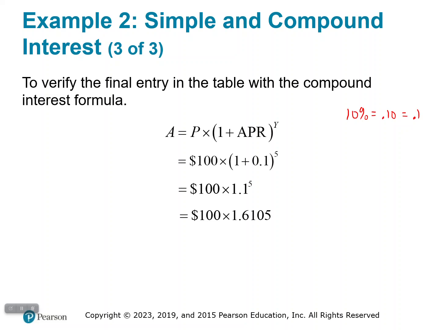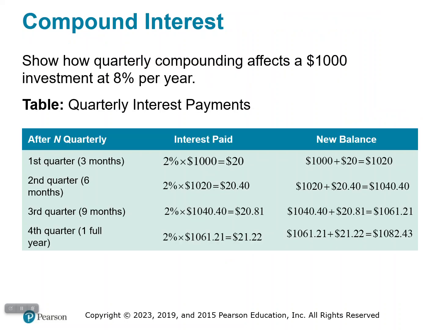1.1 to the 5th is 1.6105. And finally, when we multiply that by 100, that's the amount that we had after 5 years on the compound interest table that I circled on the previous slide. All right, so the formula works, and we don't have to do tables of values. But we could check things out, right?